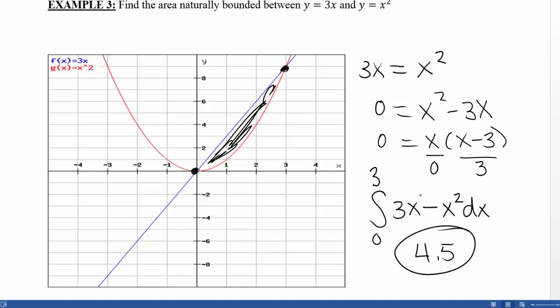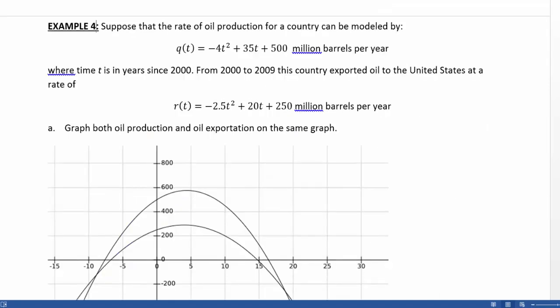So let's look at a word problem to see why we might be really interested in the area between two curves. Example 4. Suppose that the rate of oil production for a country can be modeled by Q of t equals negative 4t squared plus 35t plus 500 million barrels per year, where time t is in years since 2000. From 2000 to 2009, this country exported oil to the United States at a rate of R of t equals negative 2.5t squared plus 20t plus 250 million barrels per year.